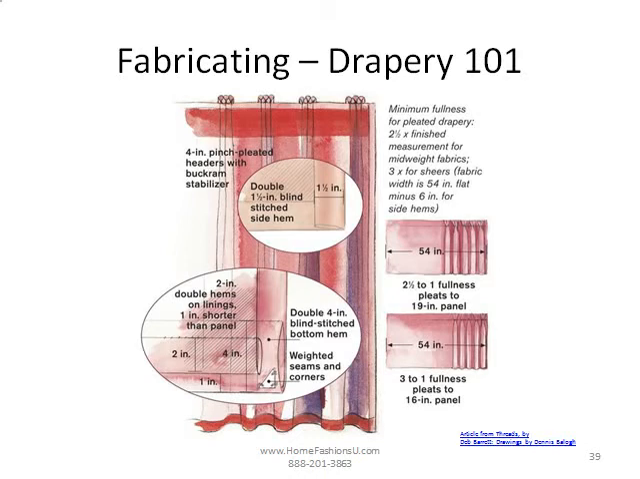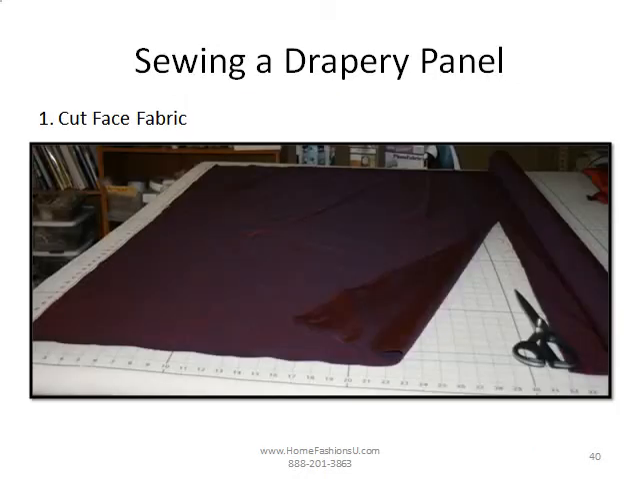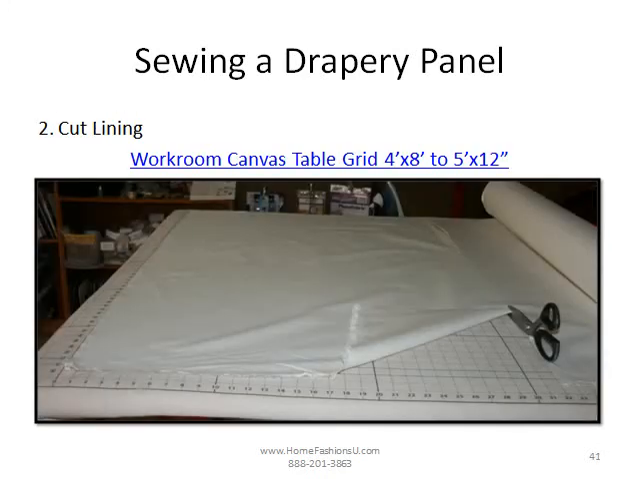As we discussed, there are double 1.5-inch side hems, double 2-inch hems on the lining, and double 4-inch hems on the drapery itself, and we do weight the corners and the seams. The first step is to cut your face fabric to the correct length for your panel. As we discussed, that is the finished length plus 18 inches.